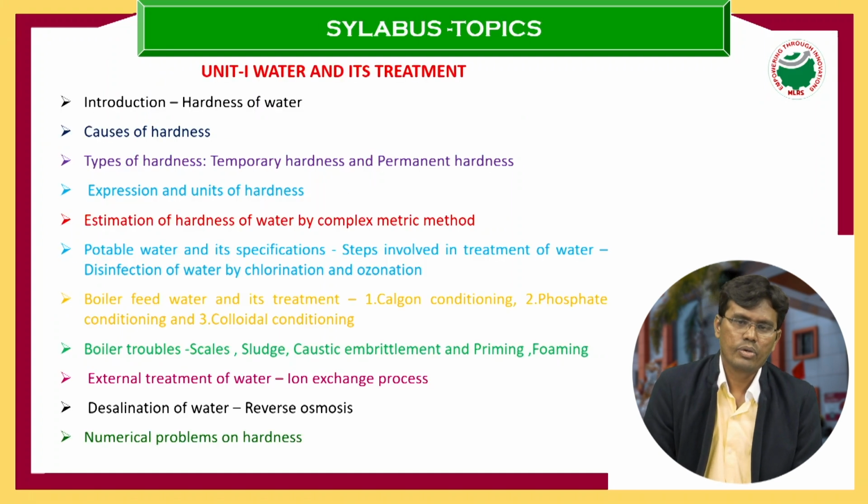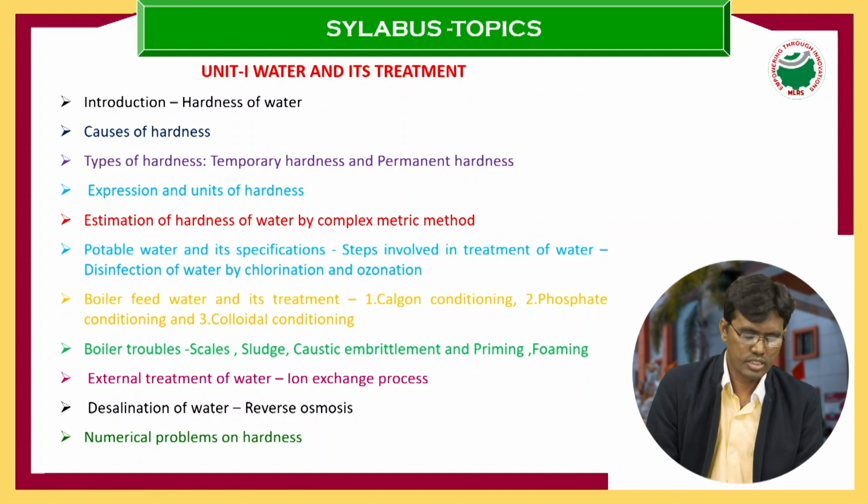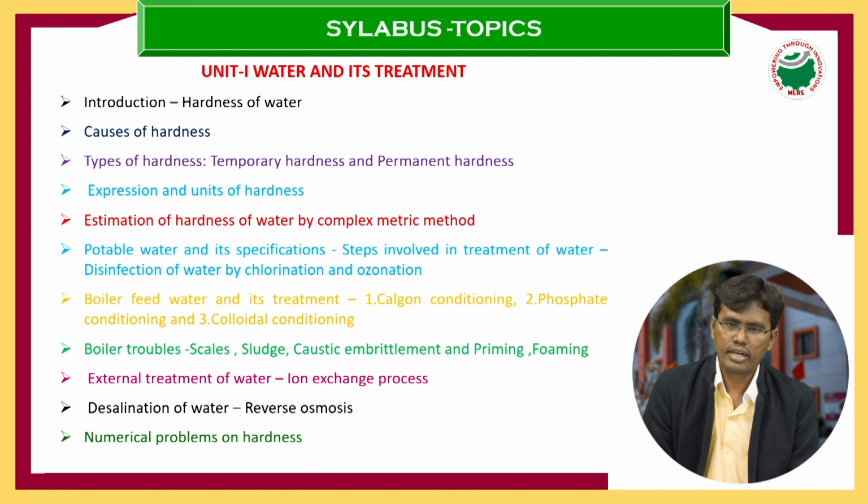So in this session, I am going to cover the first chapter, water and its treatment. In the first chapter, there are different topics. The contents are hardness of water, causes of hardness, types of hardness, how to estimate and determine the hardness, units of hardness. Next, potable water and steps behind the purification of potable water. Next, boiler troubles, reverse osmosis. Next, numerical problems. These are the contents of the first chapter, that is water and its treatment.